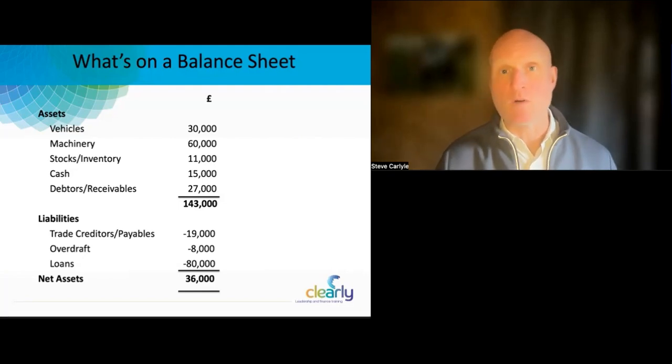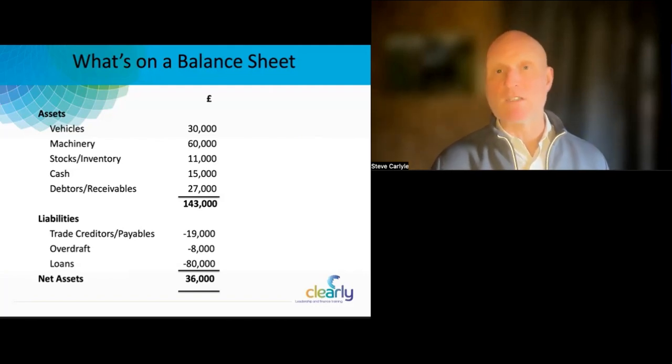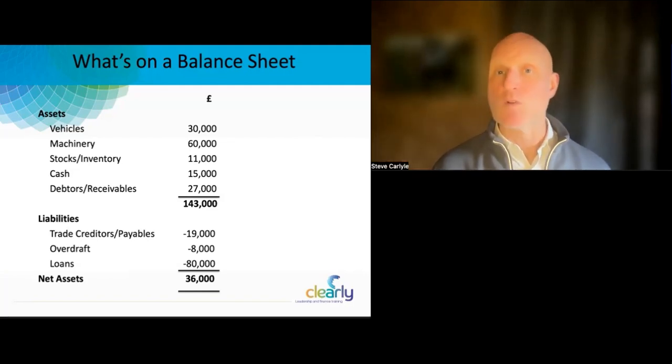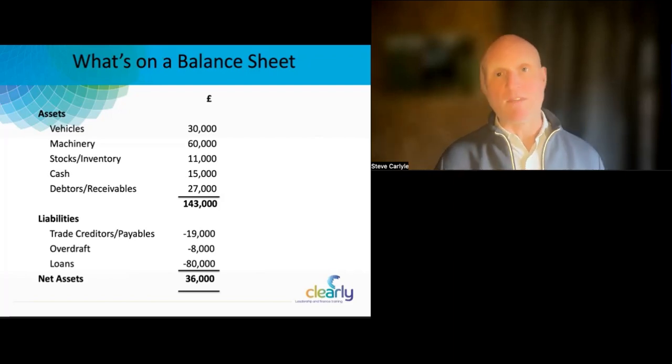For example, we might owe the taxman money. We might owe money to lenders and so on. Those are creditors, but trade creditors are the people we buy goods and services off for resale to work in our operating business. We tend to refer to them as trade creditors. We've also got an overdraft down there. That would go down as a liability. And lastly, I've got some loans down there as liabilities.